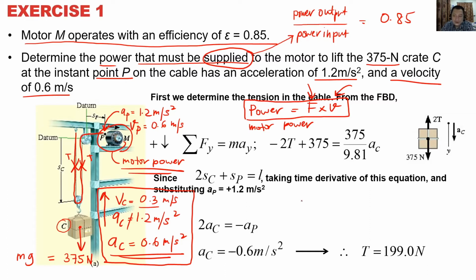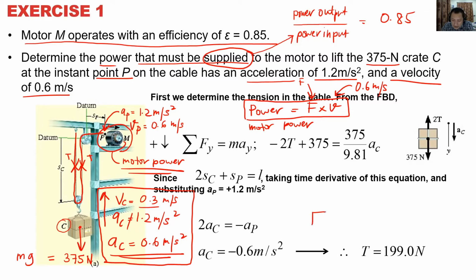So one thing we know, acceleration is equal to 1.2 meter per second squared, velocity is 0.6. Okay, so velocity we already got, 0.6 meter per second, done. Power, how much is power? Obviously you got to solve the free body diagram. So let's solve.